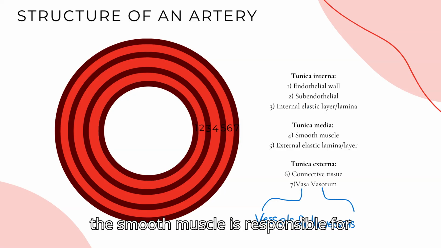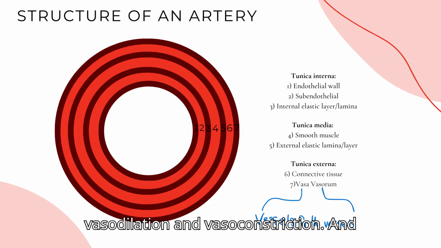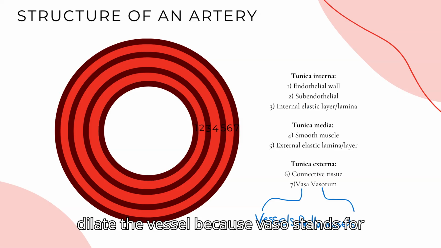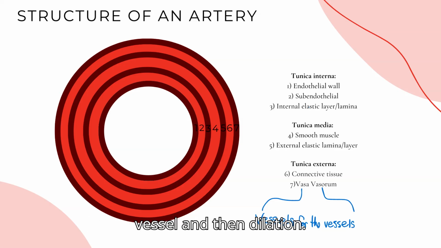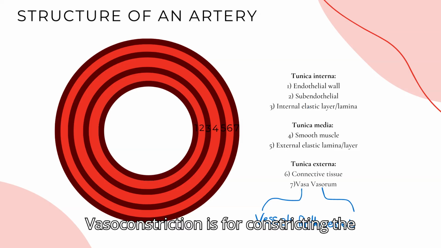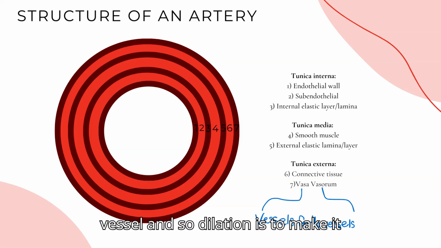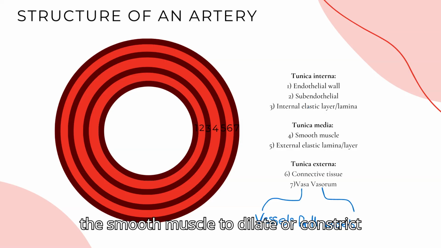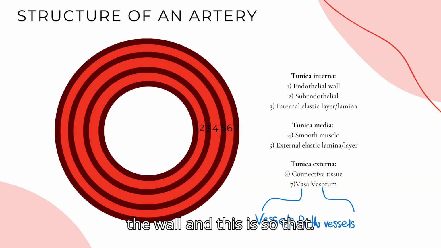And the smooth muscle is responsible for vasodilation and vasoconstriction. And then, so just to repeat what I said before, vasodilation means to dilate the vessel, because vaso stands for vessel, and then dilation. Vasoconstriction is for constricting the vessel. And so dilation is to make it bigger, and constriction is to make it smaller. And so, as I said before, the endothelial wall signals to the smooth muscle to dilate or constrict the wall.